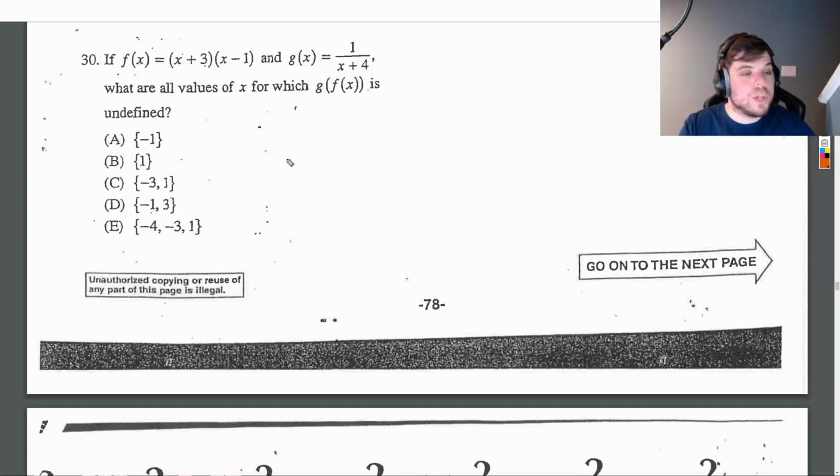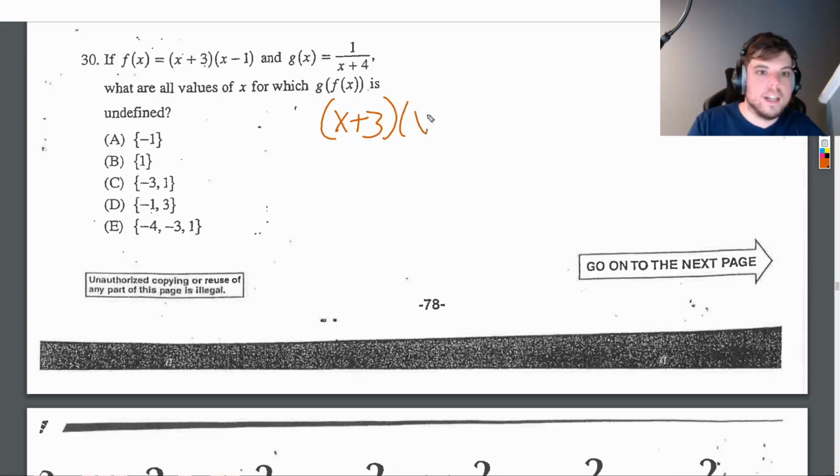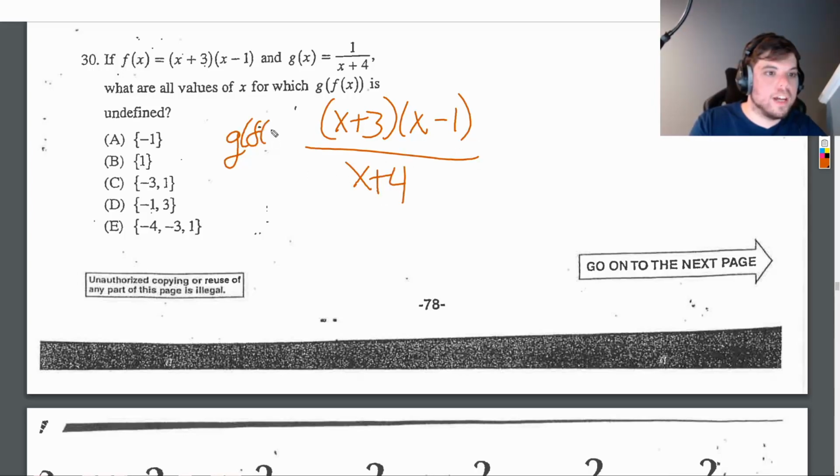If f of x equals (x plus 3)(x minus 1), and g of x equals 1 over x plus 4, we are on an hour and a half. Cool. F of x is that, g of x is that. What are all values of x for which g of f of x is undefined? Let's make g of f of x. We plug in f of x into g of x, so it is (x plus 3)(x minus 1) over x plus 4. This is g of f of x.